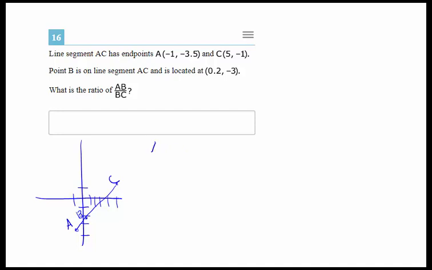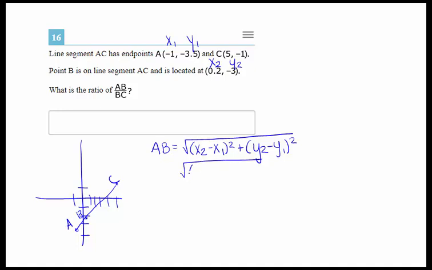So to find the distance of AB, since it's a slanted line, we need to use the distance formula. Remember that this is a formula that you definitely will have to have memorized. If you don't use it, I would be very highly surprised. So it's the square root of x2 minus x1 squared plus y2 minus y1 squared. Now we're going to go ahead and just plug in our values. Point A is (-1, -3.5). I'll let this be my x1, y1, and this will be my x2, y2.